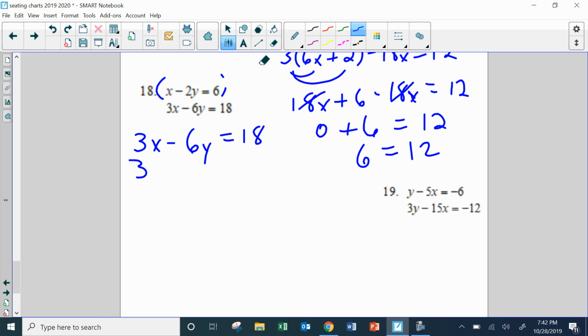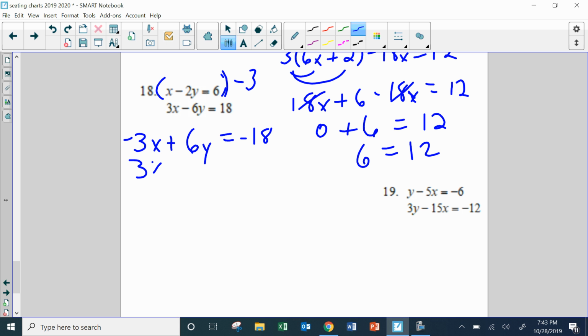All right, so let me go back and do that. Negative 3 times all that. So that's going to give me negative 3x and then positive 6y. And that's going to give me negative 18. Right? So that's my new top equation. I multiplied everything by negative 3.